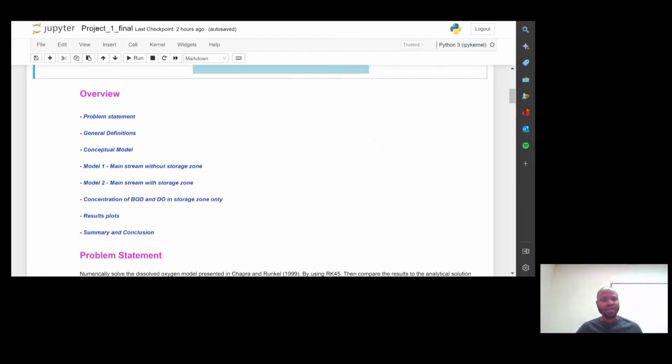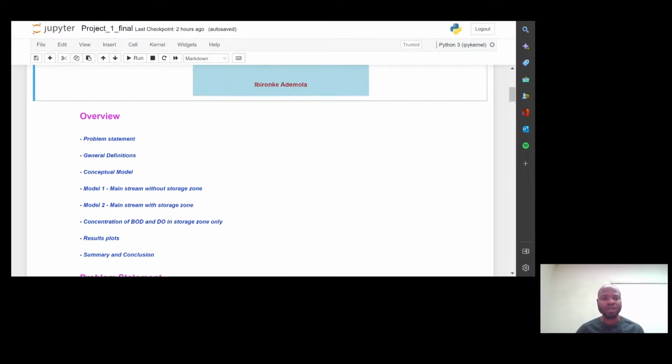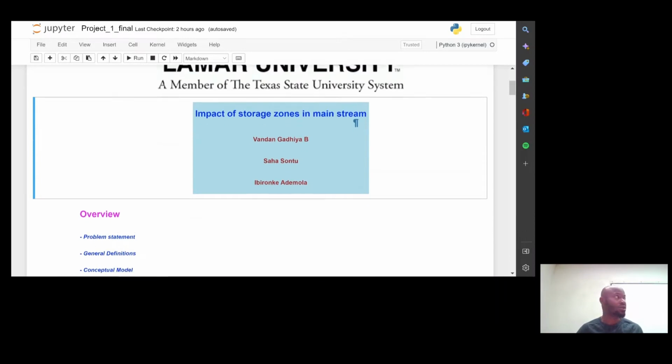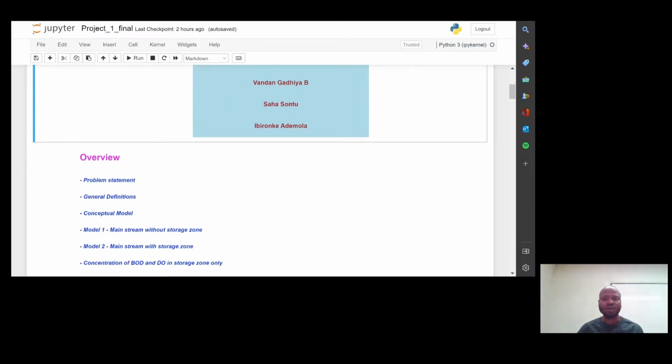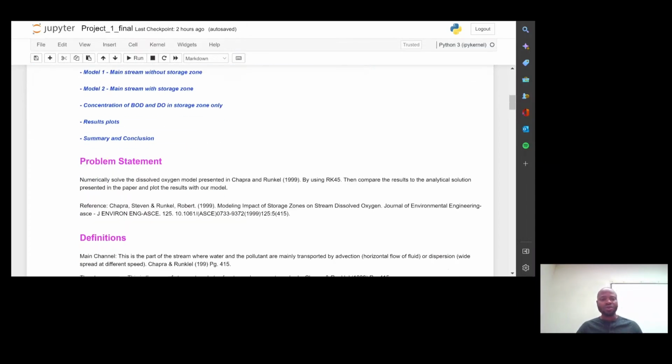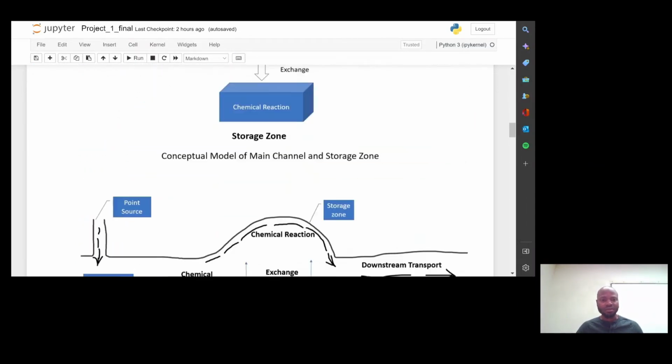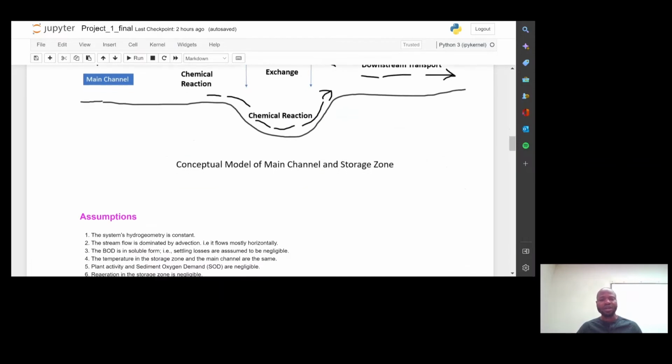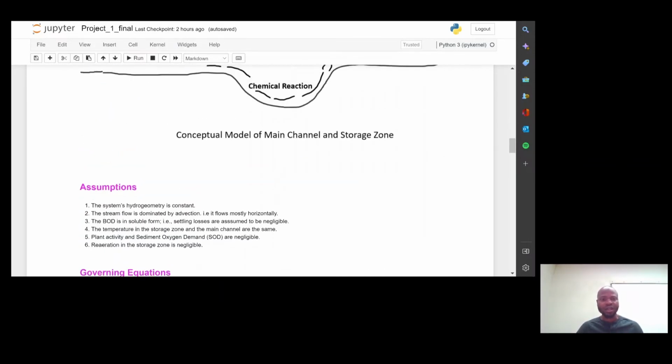Quickly, let me go over some of the models. So we have two models showing what happens in the main channel when there is a storage zone, what happens to the BOD, as well as the dissolved oxygen, and what also happens when there is no storage zone around the main channel. So our models, the first model and the second model, are going to be showing that.